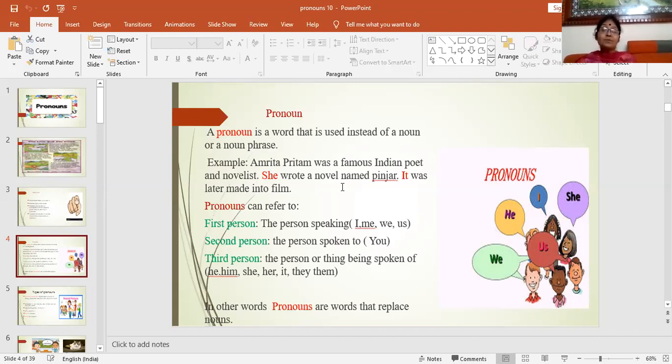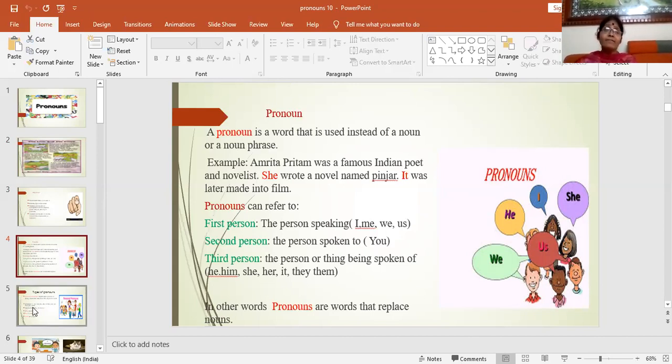Now the second person pronoun is the one to whom this is spoken. Now in this class, I am speaking to you. So you are the second person. And the third person pronoun is the person or thing being spoken of, when we talk about somebody else. That is he, him, she, her, it, they, them. In other words, pronouns are words that replace nouns, and they can refer to first person, second person, and third person.